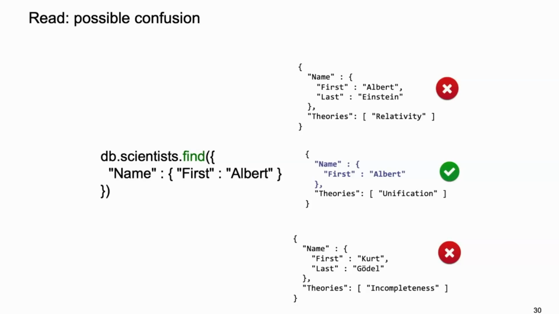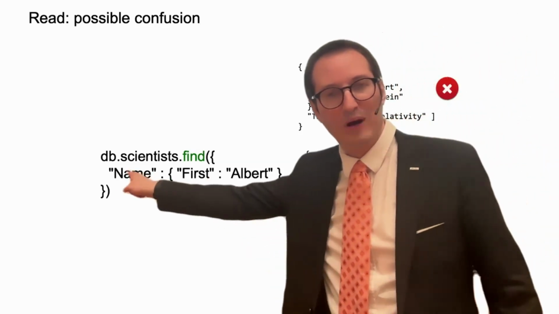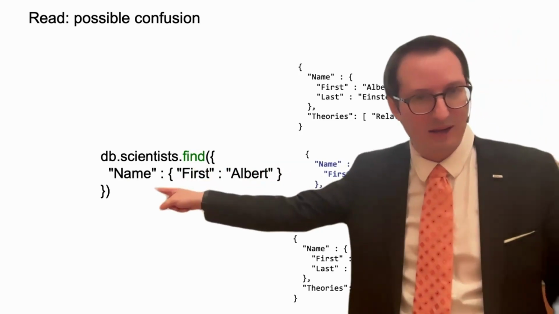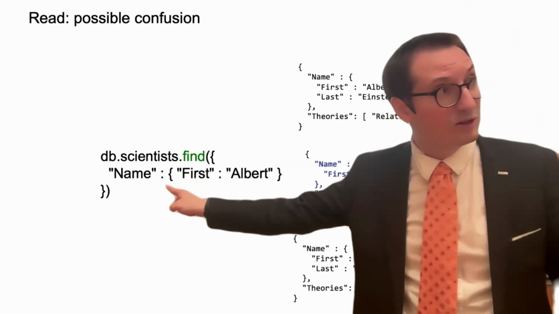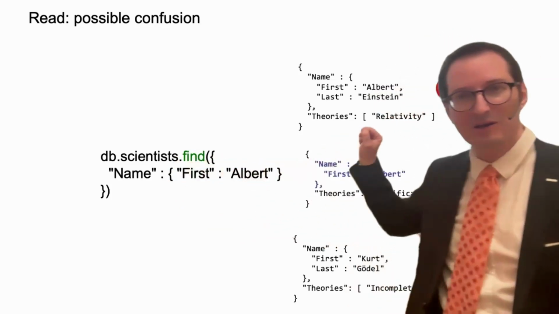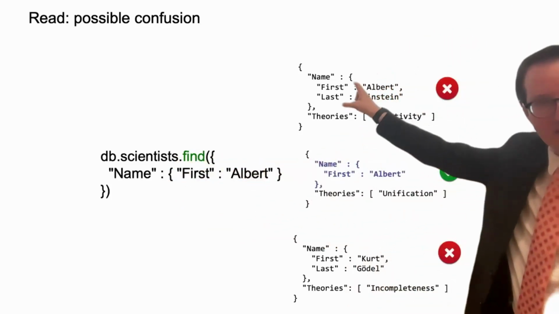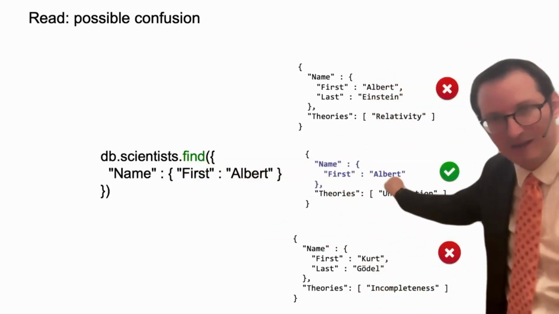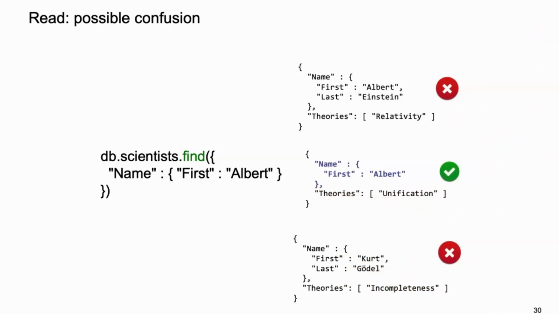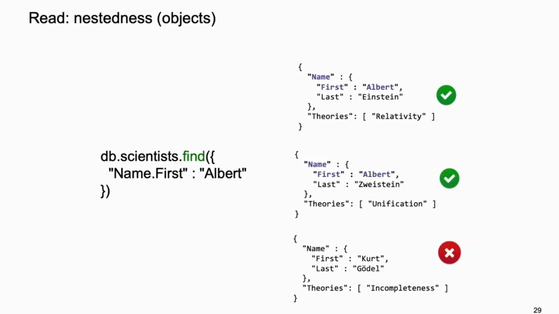What does not work, because some people are tempted to write something like this when they want to look up first equals to Albert inside name. But when you do that, that's an exact match. It's going to exactly find this object. So this is not going to be returned because that's not exact. This one is returned. That's the exact same object. And here it's not returned. Okay? So that's a bit of a warning. You really need to use a point if what you want is to filter based on a nested field.